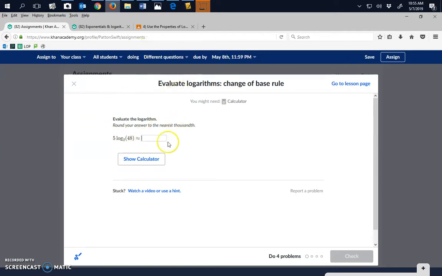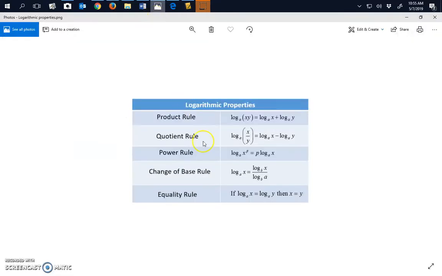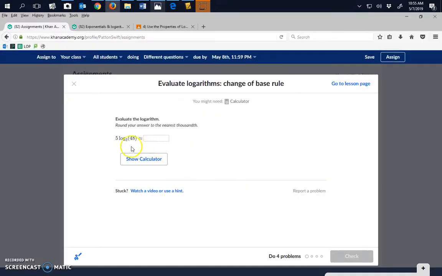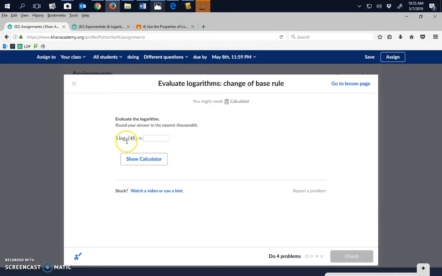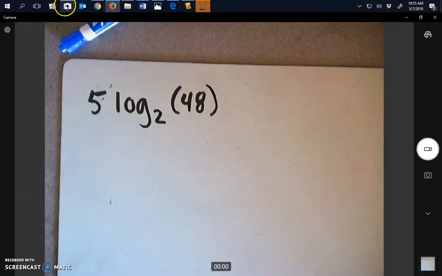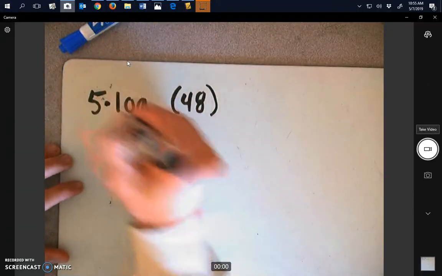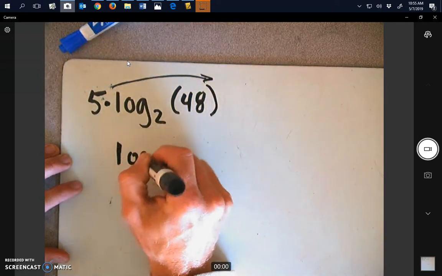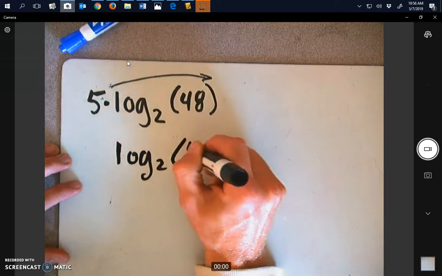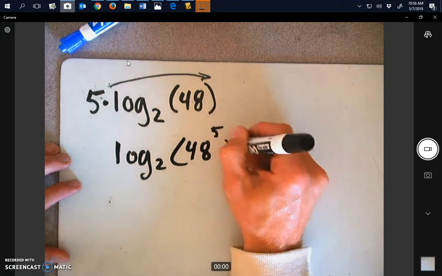All right, so to do this, we first need to revisit this. If you look at the question, we're going to end up using the power rule. We have a 5 times a log, and here in the power rule we have p times a log. So we're going to move this p to an exponent on top of our x, so it'll be 48 to the 5th power. I have the question written down right here. We're going to move this 5 from here to here. So rewrite it: log base 2 of 48 to the 5th power.